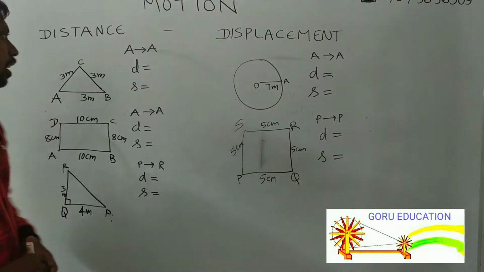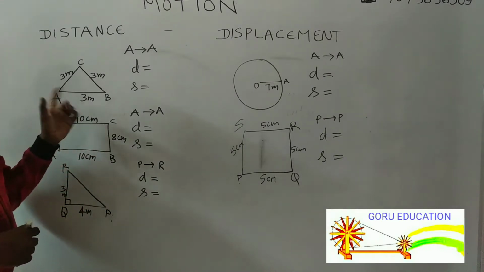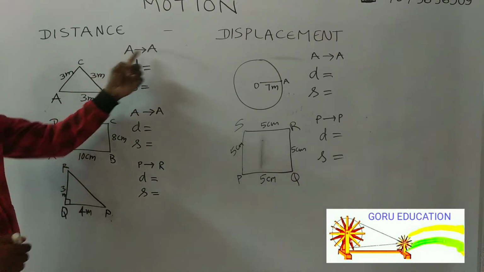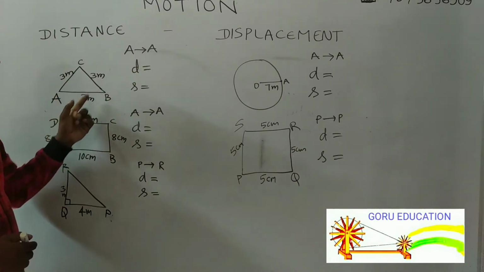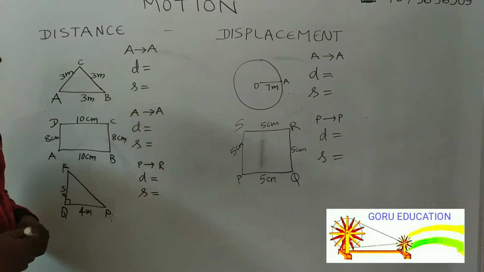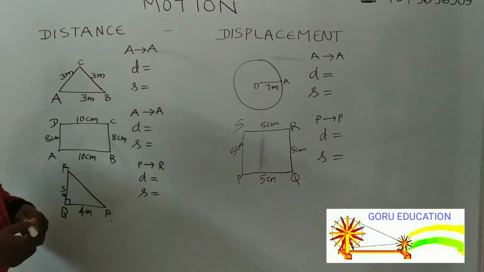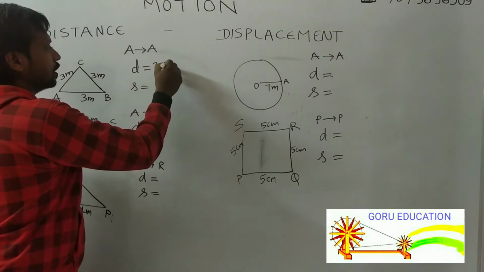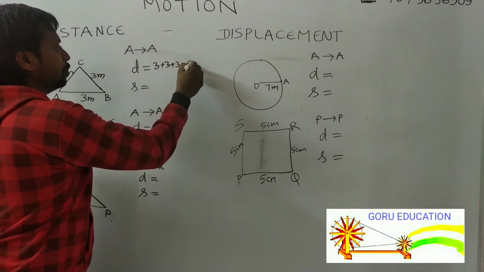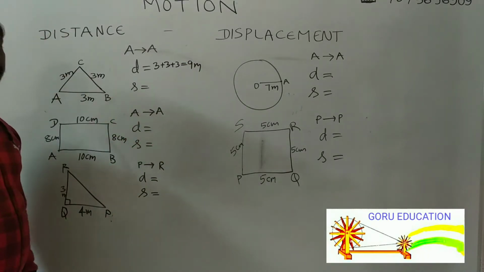Okay. Here I give some pictures. Find the distance and displacement between point to point. So here A to A, ABC triangle, 3 sides each 3 meters. From A to A, distance means sum of all sides, 3 plus 3 plus 3, that means 9 meters. Answer is 9. So distance means total length, sum of 3 sides.